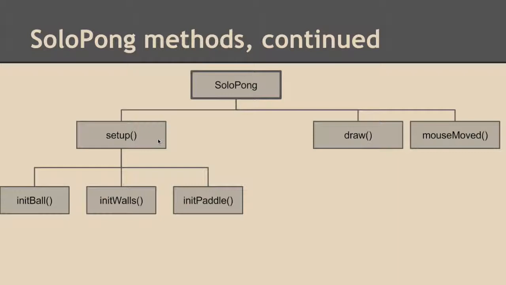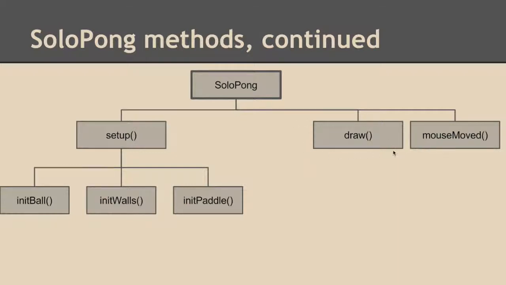Previously, we decomposed setup into three sub-methods: init ball, init walls, and init paddle. And we also did some detail in previous videos about the different variables that we would require to detect collisions, to track the location of the ball, and things like that. So let's start focusing on the draw method.